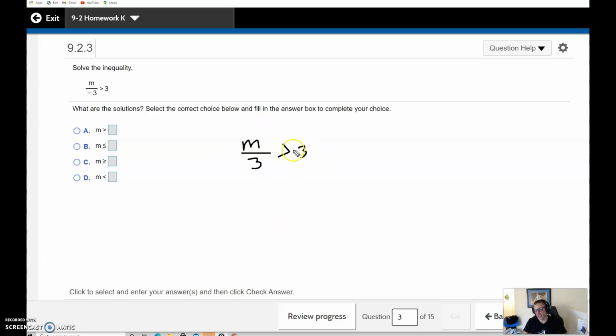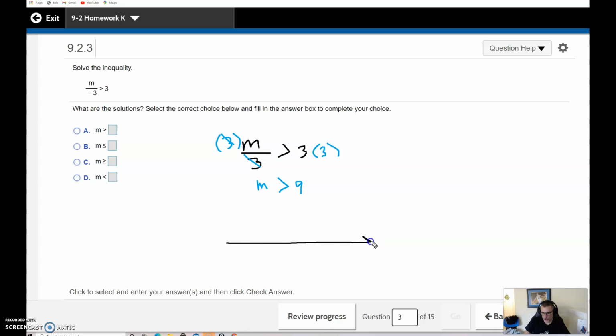Okay, so this is a division problem. Some number divided by 3 is greater than 3. So when we're dividing by the same number, we do the opposite, right? We multiply by 3 on both sides. So on the left-hand side, these cancel, and I get m is greater than 9. So any number that is greater than 9, when you divide it by 3, will be greater than 3.